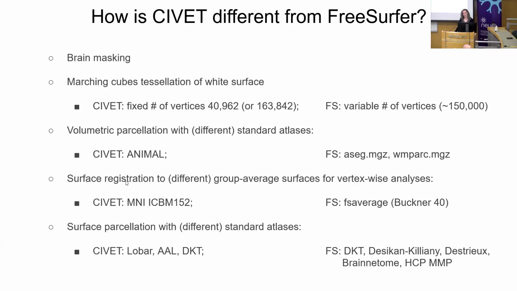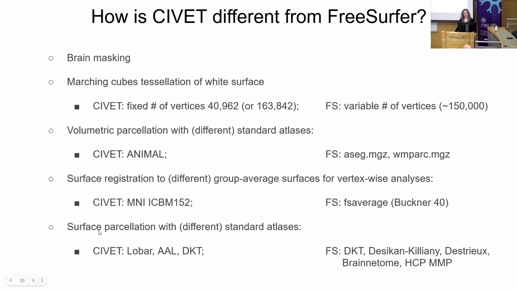It also has surface registration, as I mentioned, to different group average surfaces to do vertex-wise analyses. CIVET uses the MNI ICBM 152 surface, and FreeSurfer has used fsaverage for a very, very long time, maybe since the beginning. This is also called the Buckner 40. So the numbers mean that CIVET's atlas used 152 subjects to average, and FreeSurfer used 40. And I'll show you in a moment.